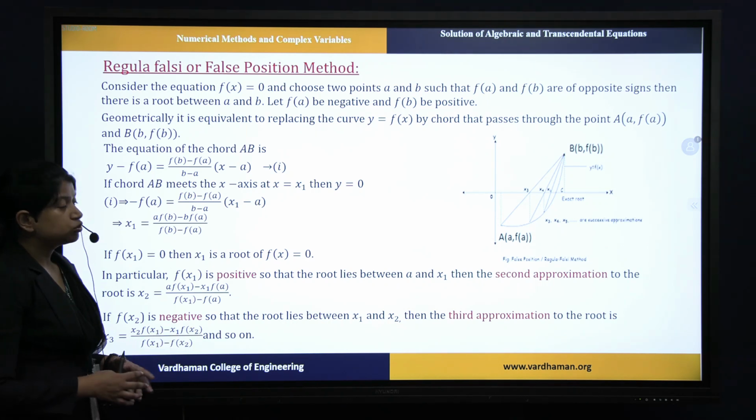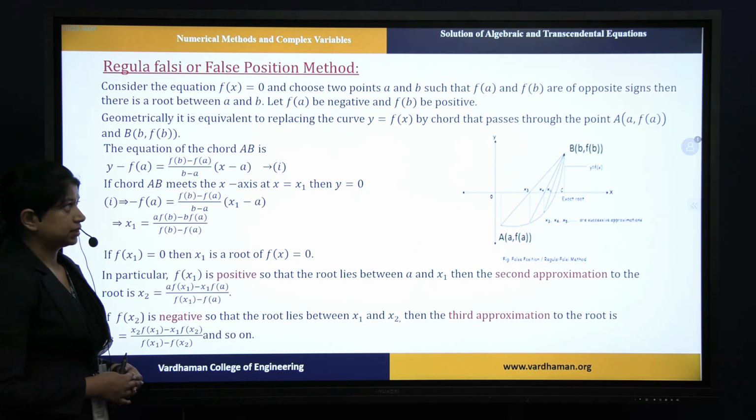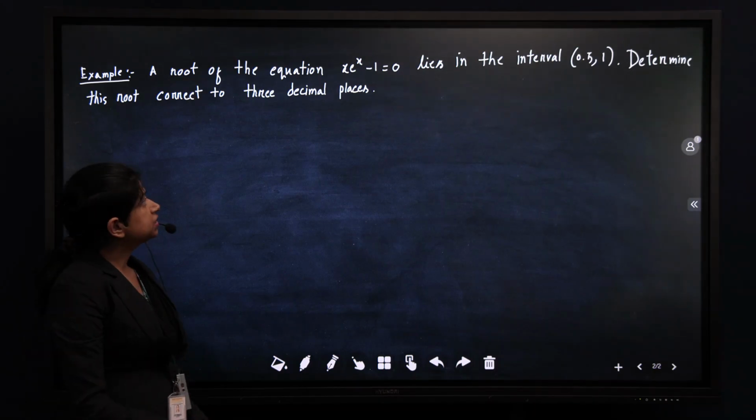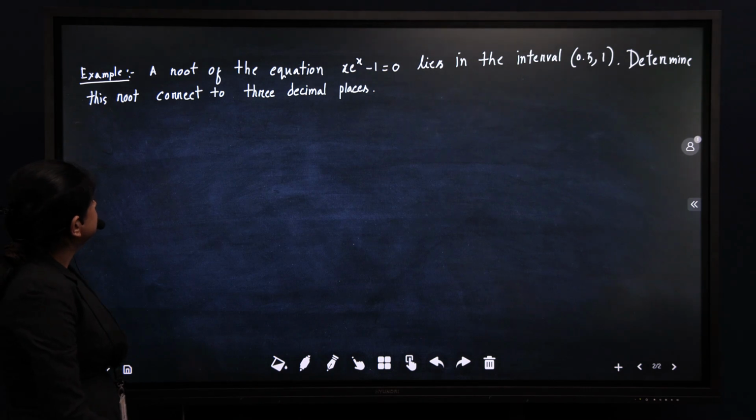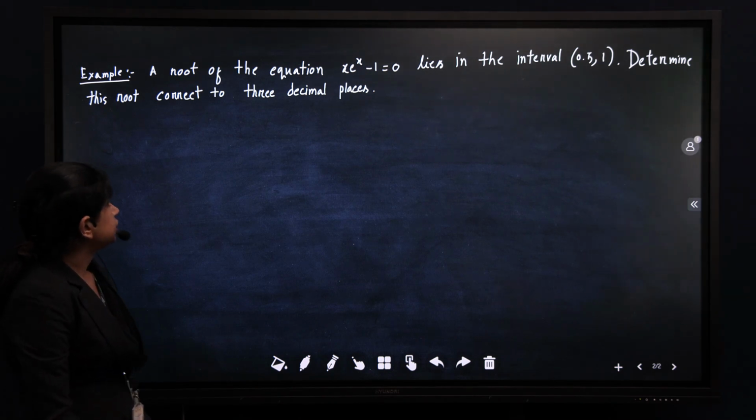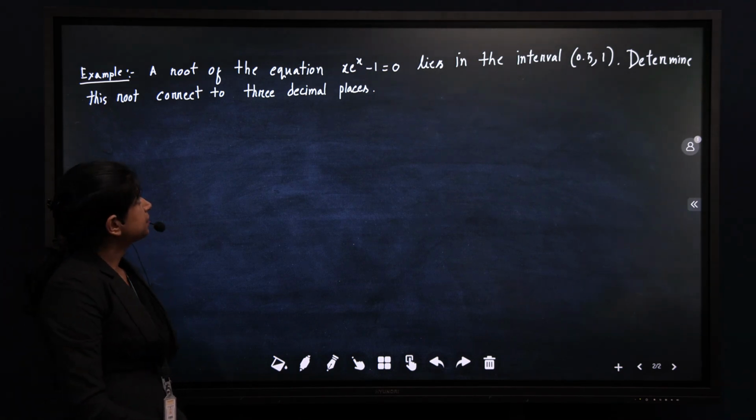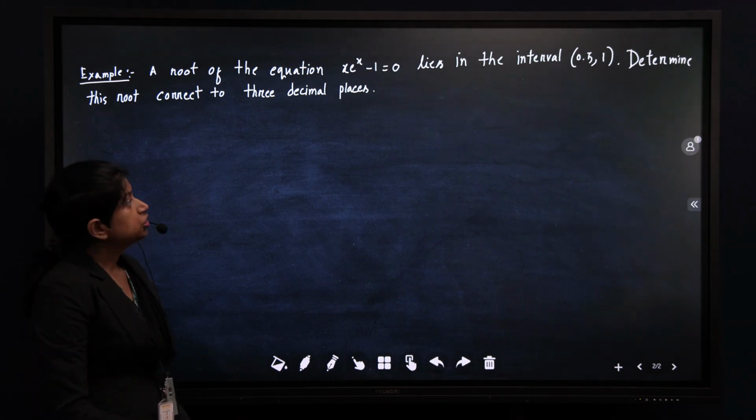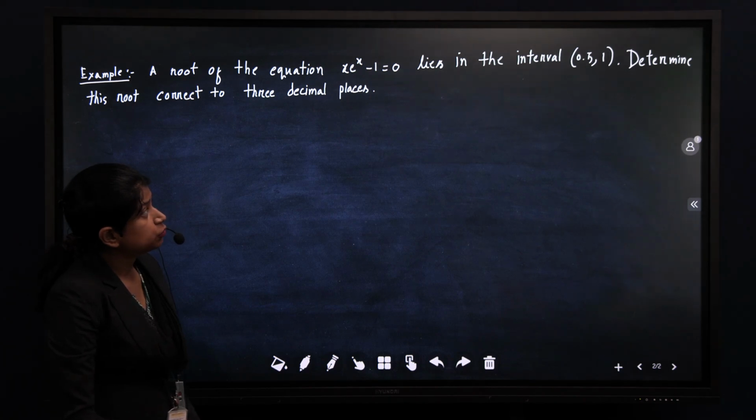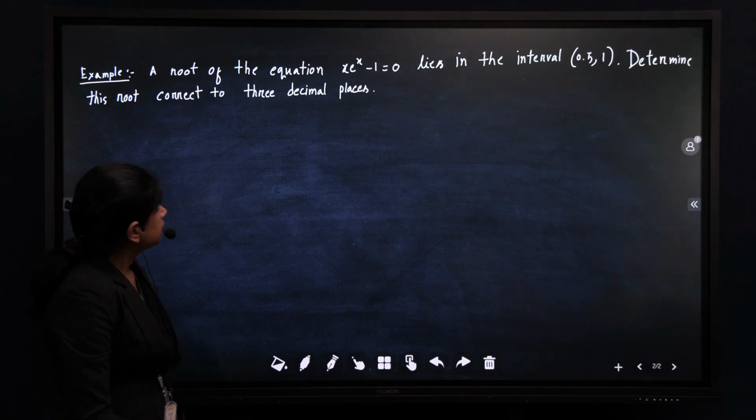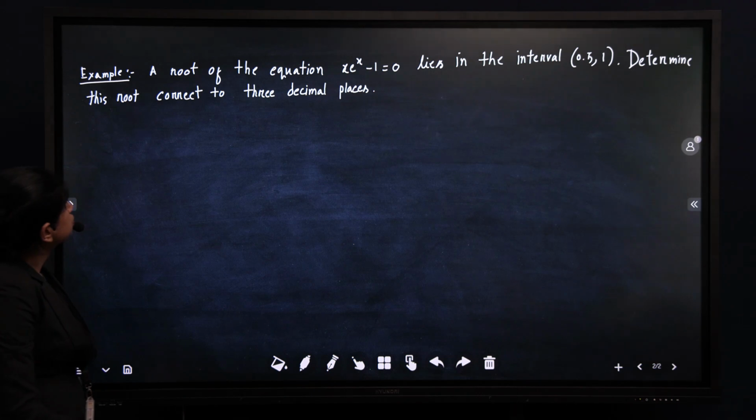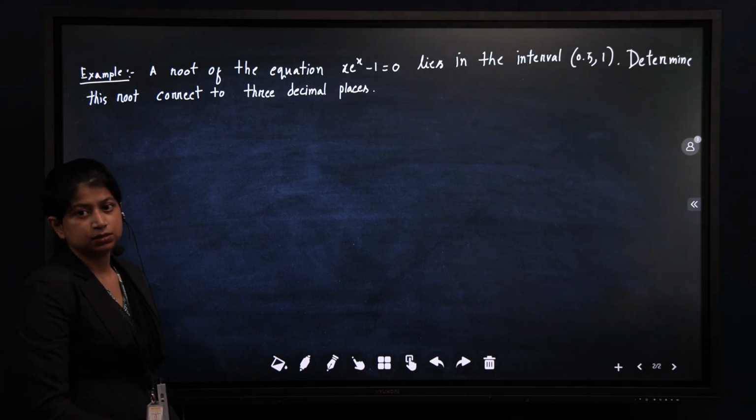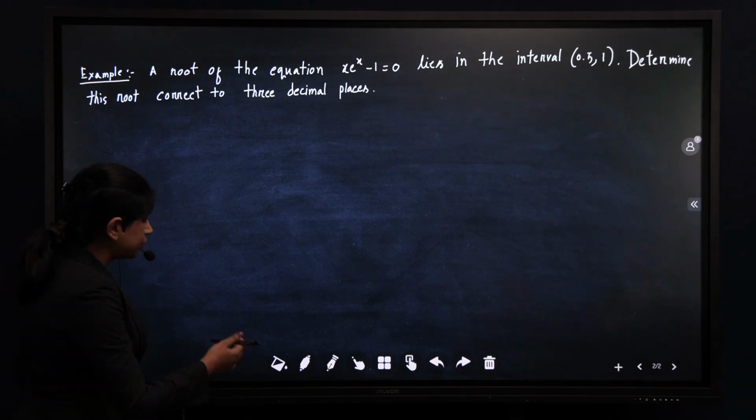So now let us do one example on this method. This is the question. What is given to you? A root of the equation x e power x minus 1 equal to 0 lies in the interval 0.5 and 1. Determine this root correct to 3 decimal places. This is the question. So how do we solve this one?